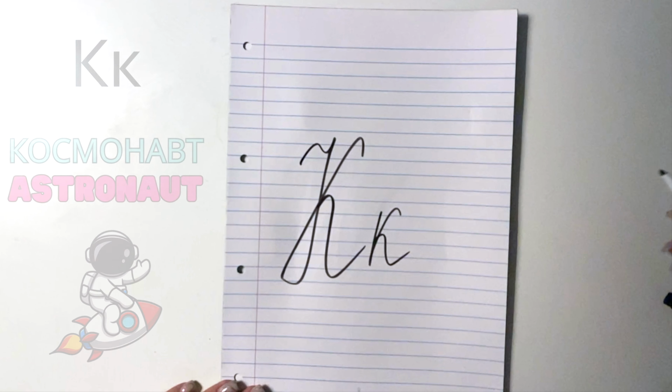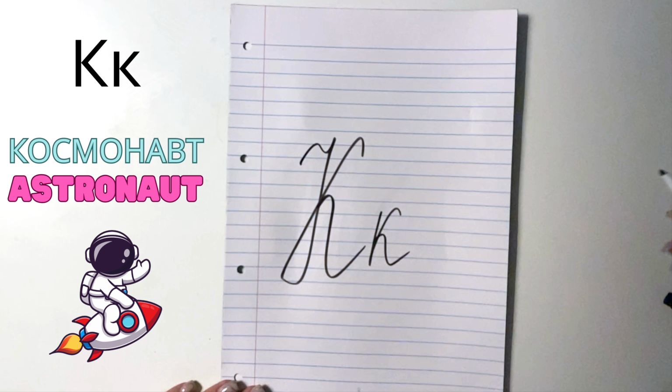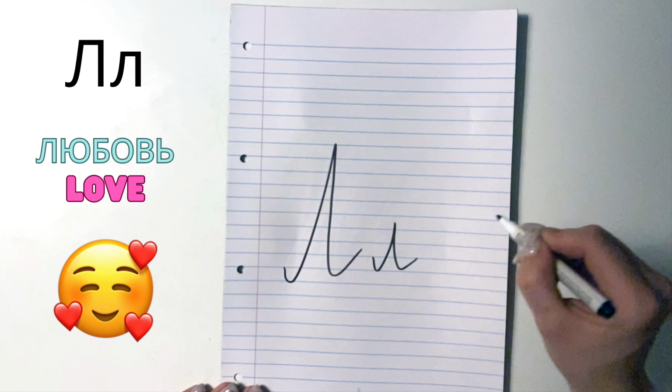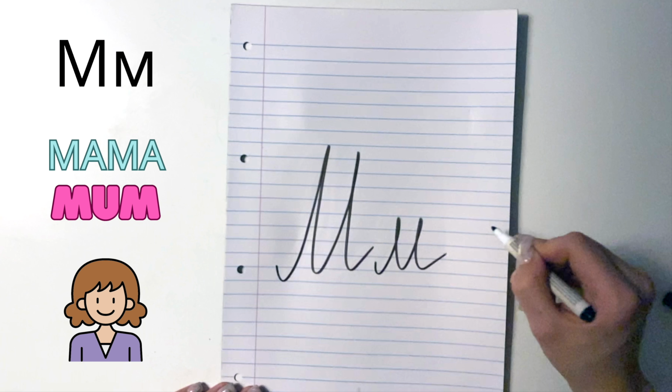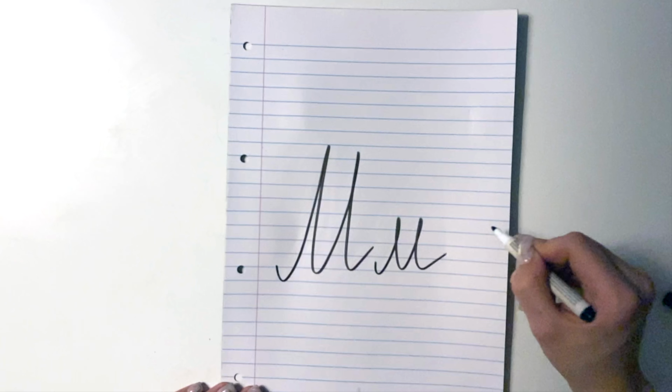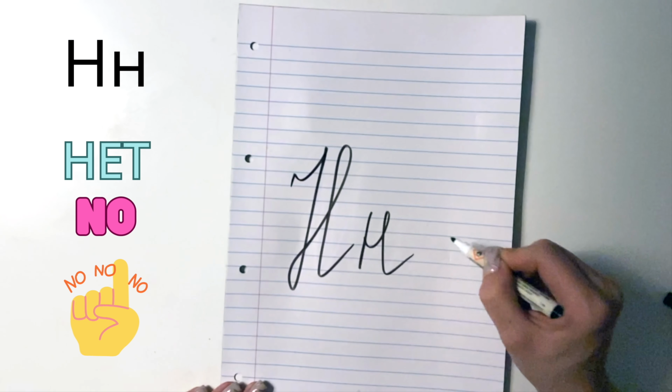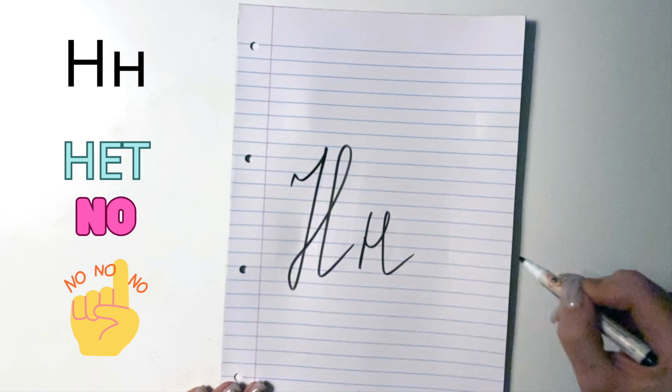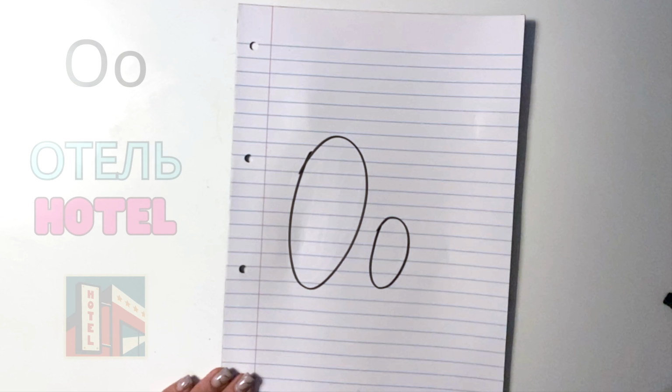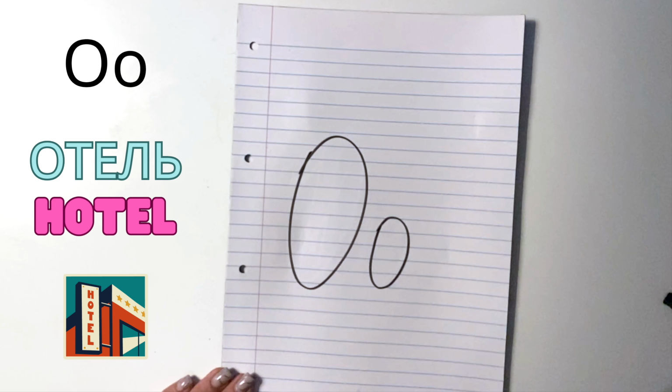K, which is similar to the English K, and the word beginning with K is космонавт, which in English means astronaut. L. A word beginning with L is любовь, which means love in English. M. A word beginning with M is мама, which is similar to a baby saying mama in English. N. And the word beginning with N is a very common word. It's нет, which means no in English. O. And the word beginning with O is another cognate.